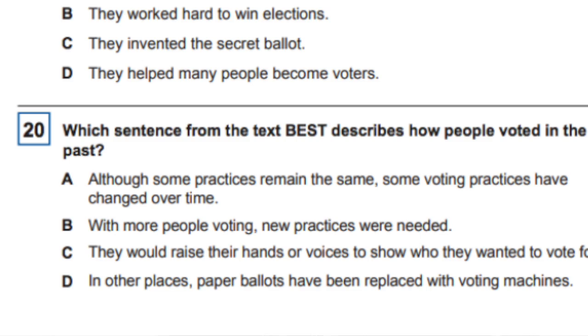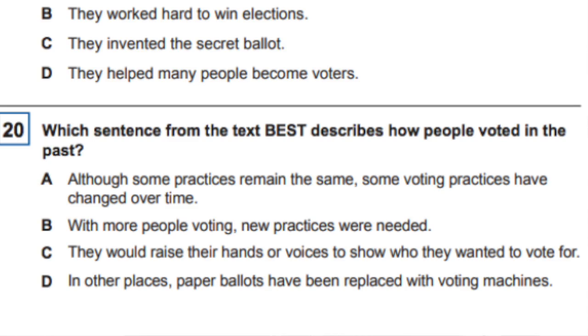Looking at question 20, which sentence from the text best describes how people voted in the past? A, although some practices remain the same, some voting practices have changed over time. B, with more people voting, new practices were needed. C, they would raise their hands or voices to show who they wanted to vote for. And D, in other places, paper ballots have been replaced with voting machines. Remember, we're looking for the sentence that best describes how people voted in the past. That's got to be C.